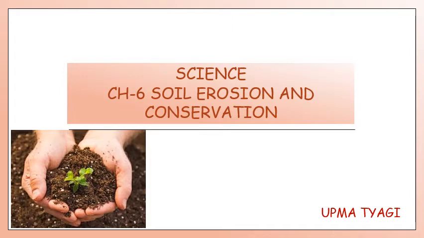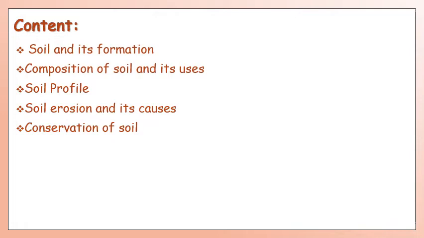Today we will start with another chapter of science, that is chapter 6, Soil Erosion and Conservation. Now in this chapter, first we will study about soil, its formation, its composition, its uses, and also about soil profile. Then we will study about soil erosion and its causes. And in the last, we will study about the different ways of soil conservation. So let us start with the introduction first.